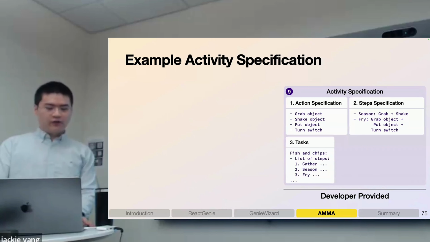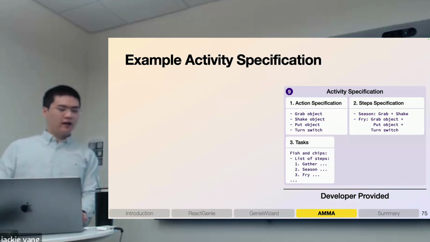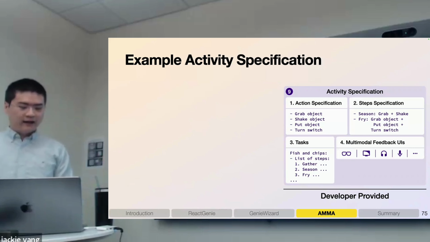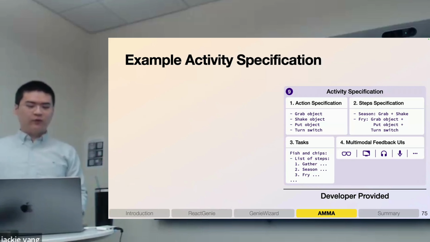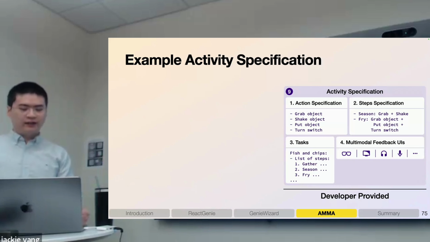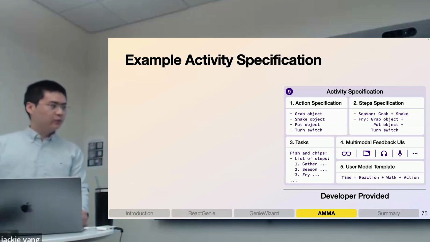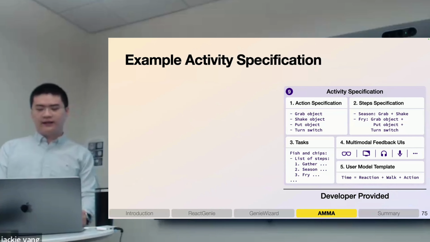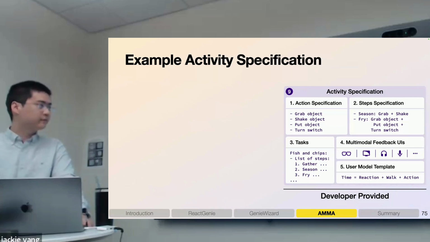And we also have the overall task, which is decomposed into different steps. And this is the level the user is choosing on. So the user says, I want to cook fish and chips, for example. And we ask developers to implement different multimodal UIs, which are options for presenting each step's navigation and guidance. And we ask them to provide a user model template, which is a starting model of how user attributes like reaction time, walking speed, and action time may impact user performance metrics.